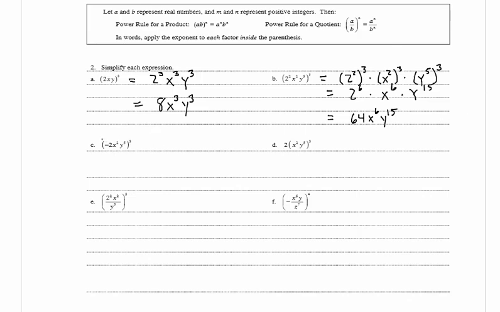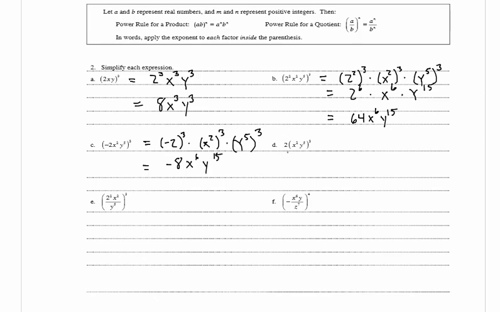And C, we have negative 2 times x squared times y to the fifth, all cubed, and we could rewrite this as negative 2 cubed times x squared cubed times y to the fifth cubed, and negative 2 cubed is equal to negative 8. And now we use our power rule, and we have x squared raised to the third power is x to the sixth, and y to the fifth raised to the third power is y to the 15th.